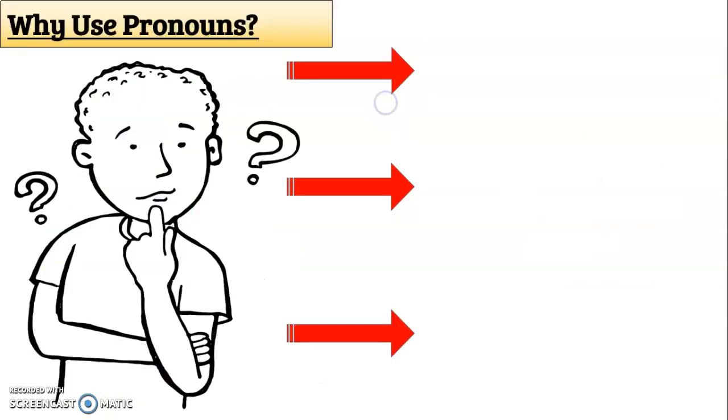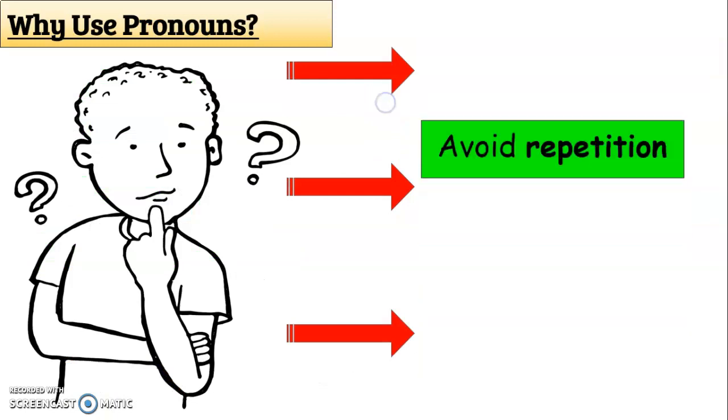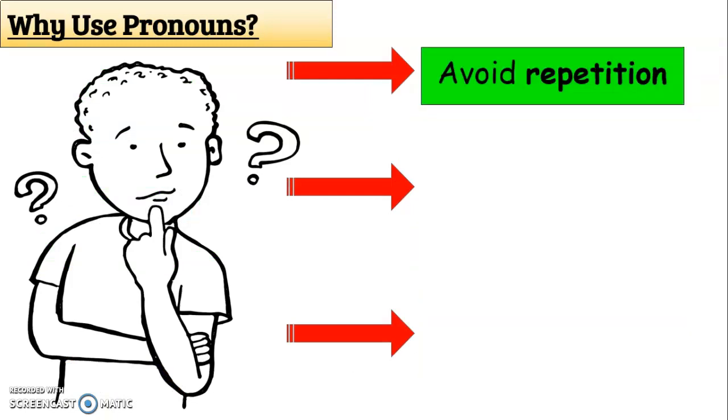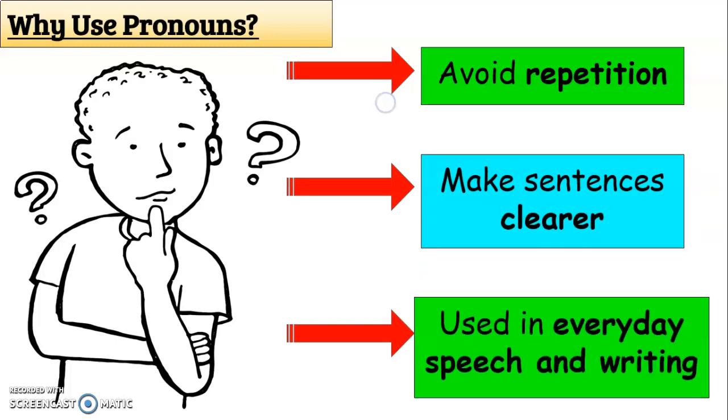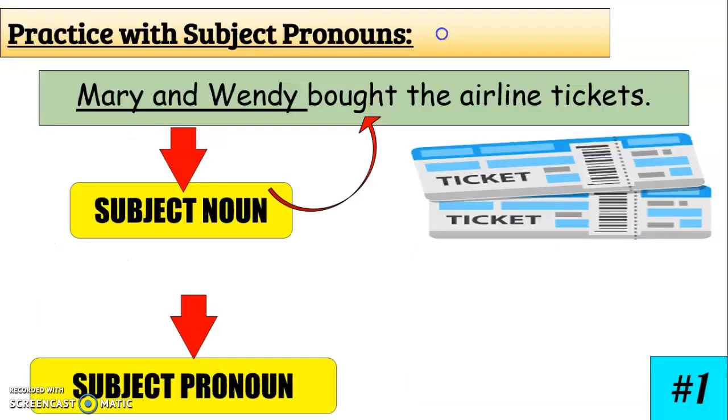As you can see here, why do we use pronouns? First reason is to avoid repetition. That was a mouthful to say in the original paragraph, and when we revised it, it was much clearer. So another reason is to make sentences clearer. And third, we use pronouns frequently in conversation and writing, so it's best to familiarize ourselves with these forms so that we're able to use them when we're speaking and when we're writing.